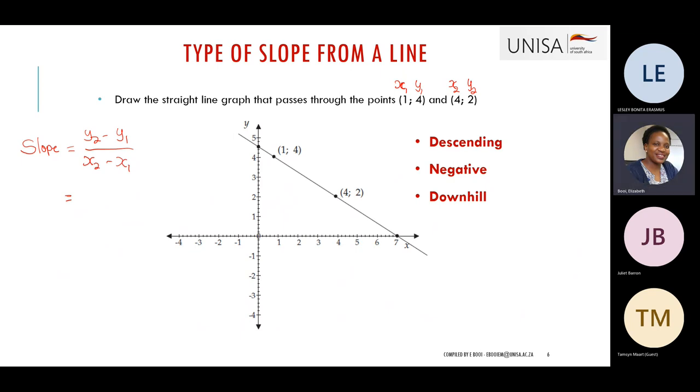So my y2 is 2. My y1 is 4, divided by my x2, which is 4, minus my x1, which is 1. 2 minus 4 is minus 2, divided by 4 minus 1, which is 3. And therefore, my slope is equal to negative 2 over 3. So my slope is negative 2 over 3. And you can see that that is a negative slope. As we saw with the graph, it also told us that this is a negative slope. So you are able to calculate the slope of that graph.